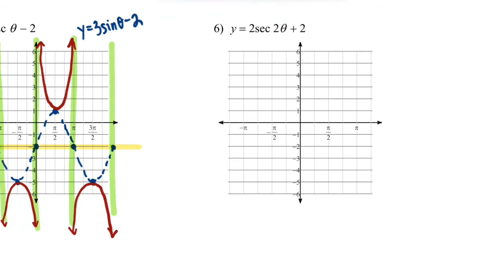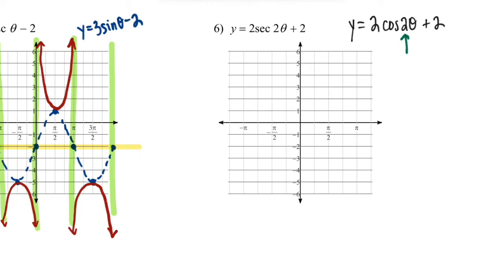Go ahead and try this. No, let's not try this one. This one let me instruct on. y equals 2 secant of 2 theta plus 2. So we have y equals 2 times the cosine of 2 theta plus 2.